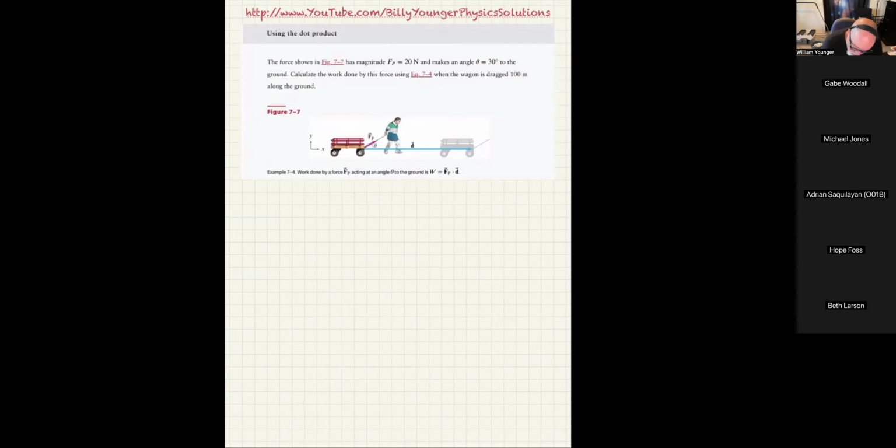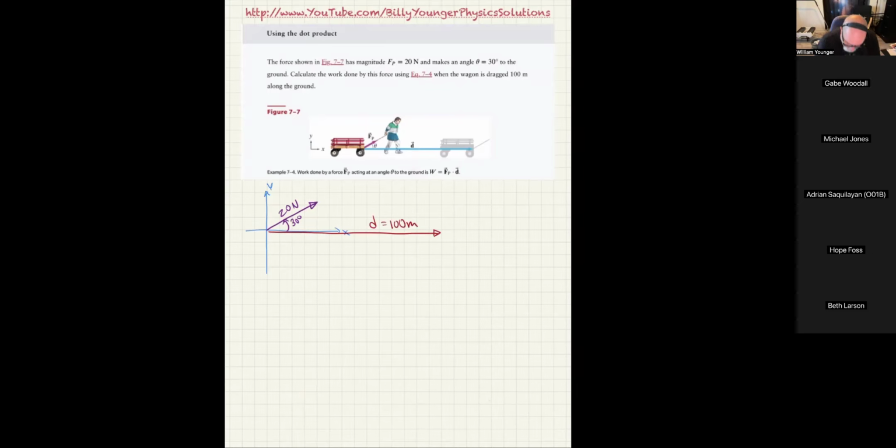Let's do it this way. I'm going to make a coordinate system. There's my x-axis. There's my y-axis. I have a vector that's going to be at 30 degrees. And the magnitude of that vector is 20 newtons. I'm also going to have a displacement vector. And that vector has a magnitude d that's equal to 100 meters.